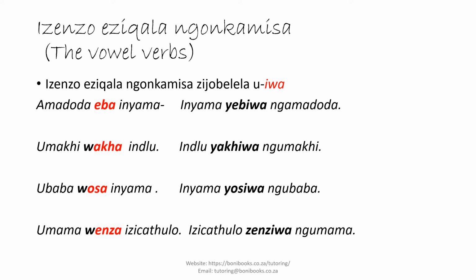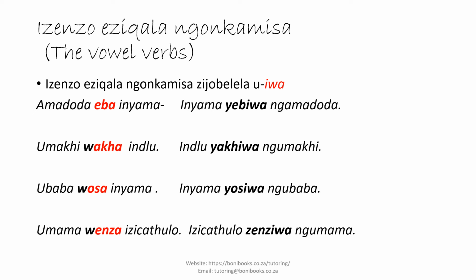So now we don't suffix wa, but we add iwa. Okay? Sijobelela iwa. Amadoda eba inyama. Okay? Men are stealing meat, eba inyama. And inyama yebiwa ngamadoda. See what you do. Inyama yebiwa ngamadoda. Okay. Umakhi wakha indlu. Indlu yakhiwa ngumakhi. See, we don't say wa, we say iwa, yakhiwa, yebiwa.